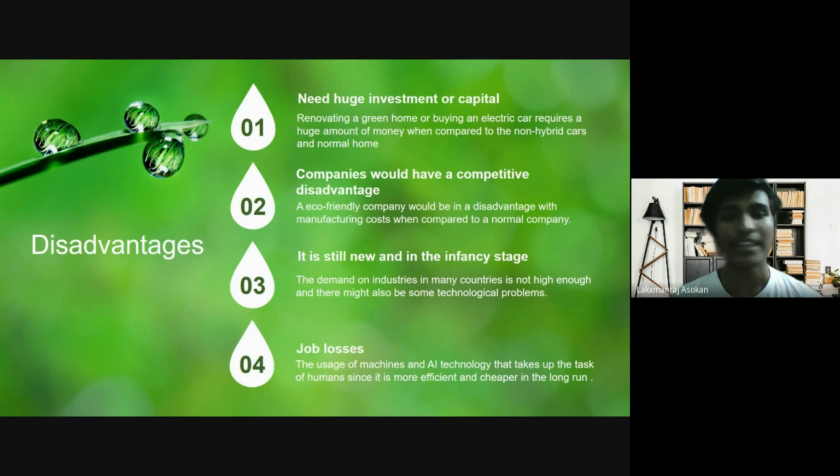Green technology is still a new topic because we haven't really ventured into it, and the demand on the industries in many countries is not high enough. So there might be some technological problems as well when faced with green technologies. And the fourth one is job losses. When we're talking more about green technology, there'll be the usage of machines and AI technology. That will take up the tasks of humans since it is more efficient and cheaper in the long run.